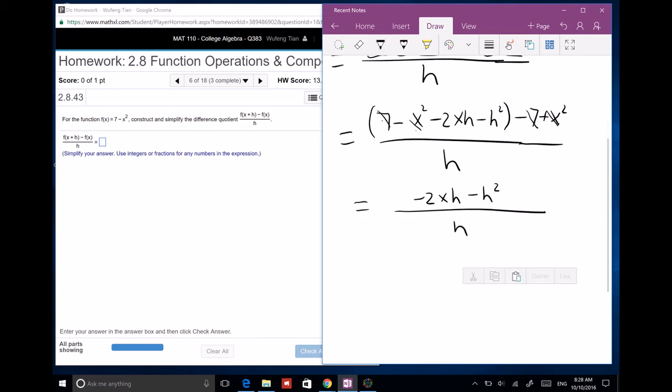The h will cancel out one h. For the first term it is negative 2x, and for the second one you have minus h. That's your final answer.